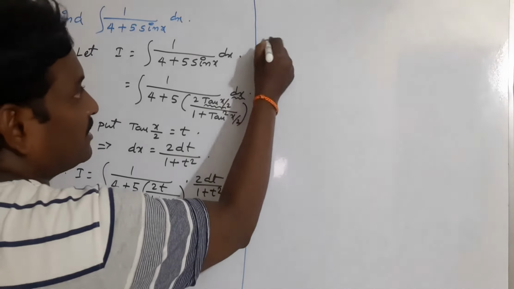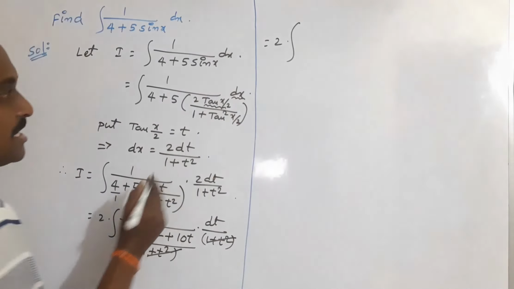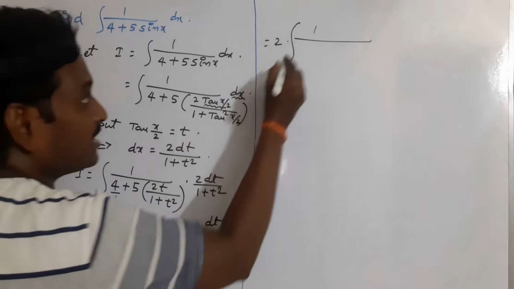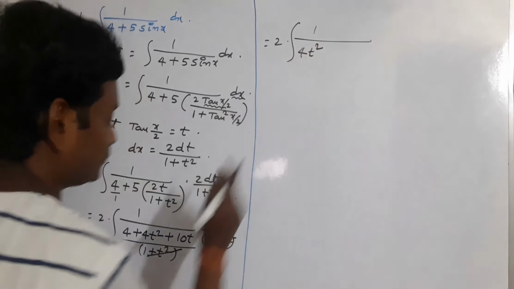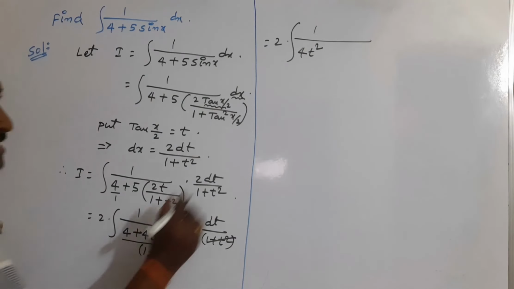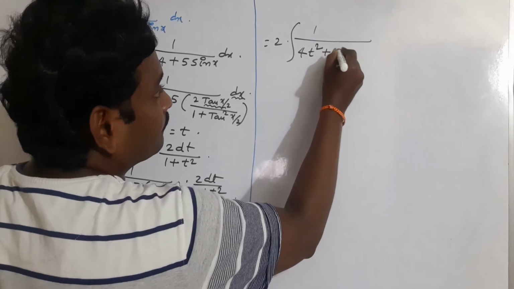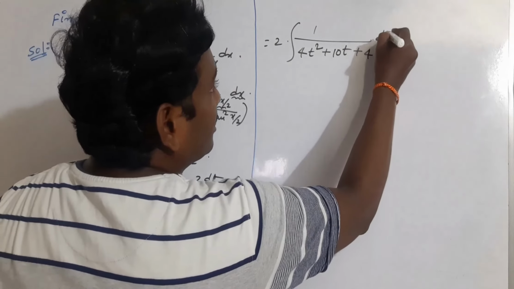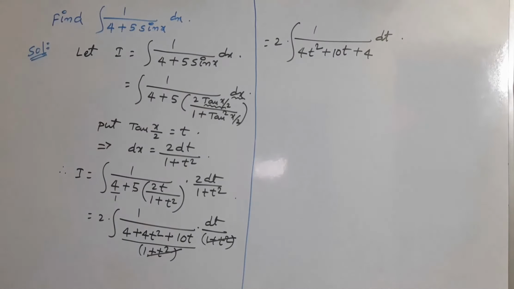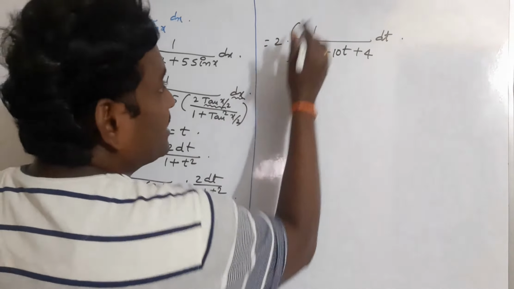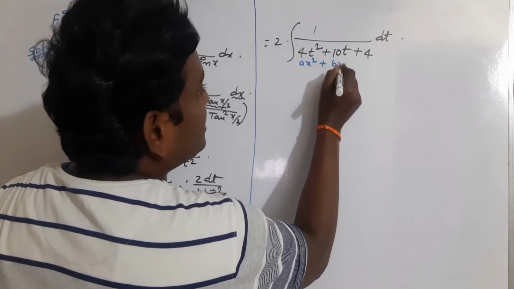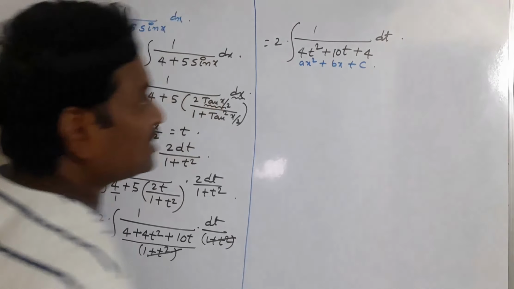So the remaining term is 2 times of integration 1 by, please write in order, which is 4t square plus 10t plus 4. We are observing that the problem gets the form of integration of 1 by quadratic term, which is very first type. So given integration is in the form of integration of 1 by ax square plus bx plus c. Okay, here variable is t.